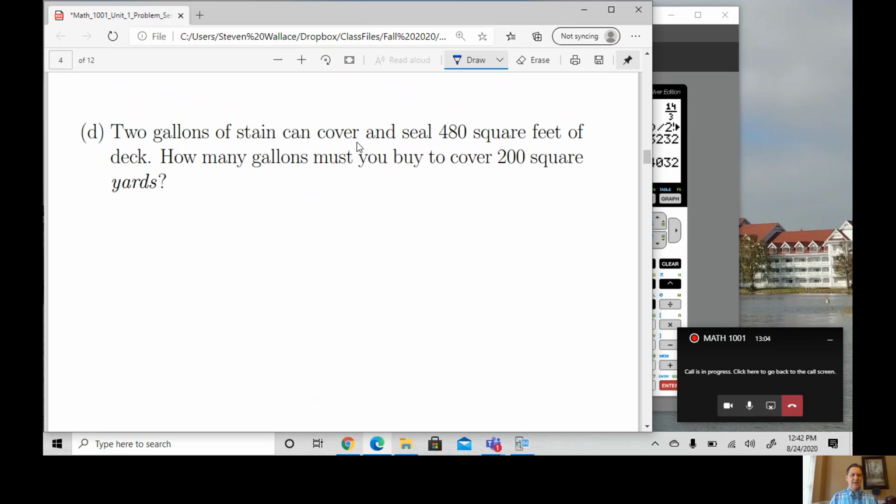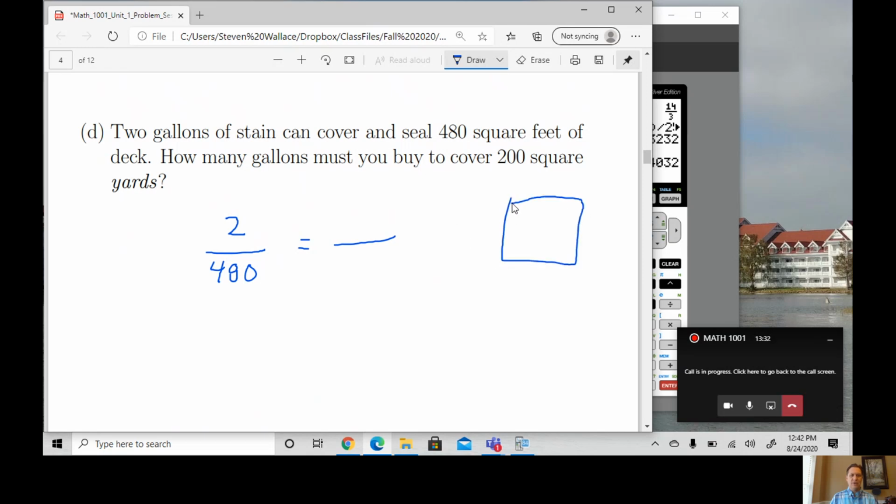2 gallons of stain can cover and seal 480 square feet of deck. How many gallons would you buy to cover 200 square yards? Okay, now once again, both sides of a proportion have to have the same units. So if I do 2 gallons is to 48 square feet, I need to figure out how many square feet 200 yards is.